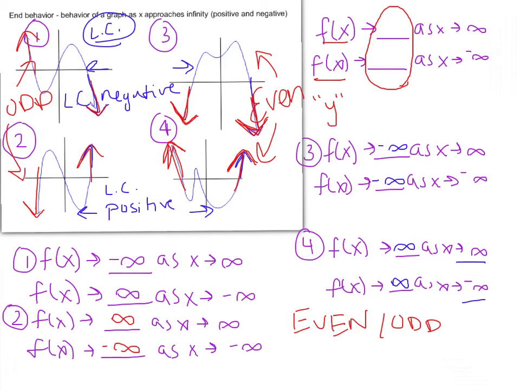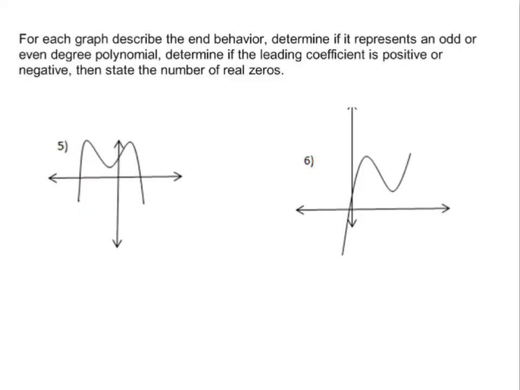So we're going to do a couple of examples like this. We're going to describe the end behavior, determine whether it represents an odd or an even, and state whether the leading coefficient is positive or negative, and then state the number of real zeros, which we'll discuss at the end.